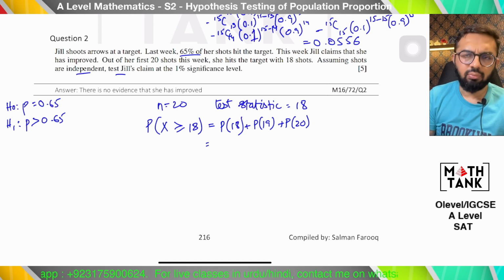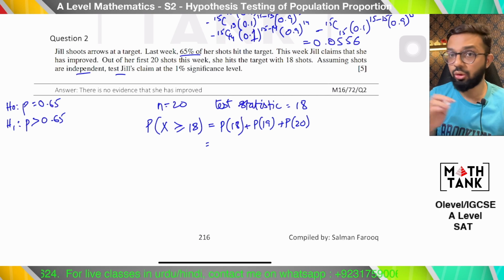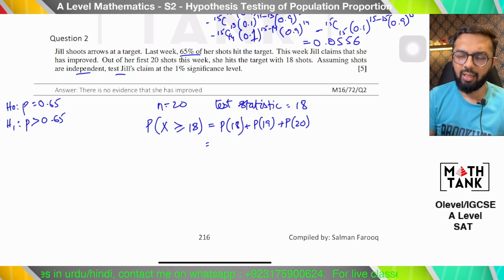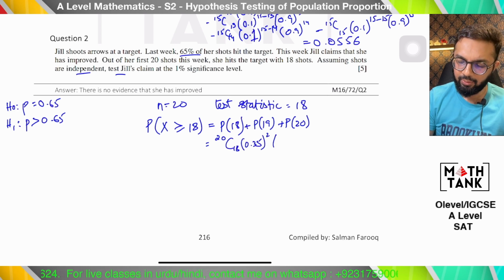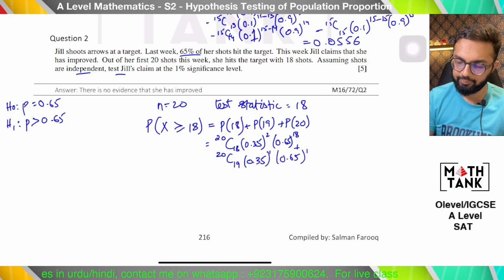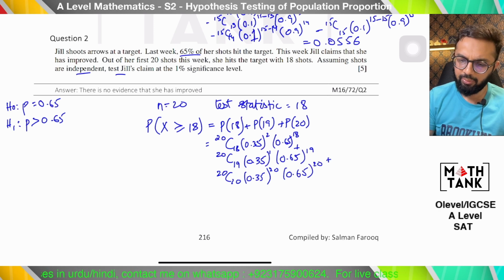Okay, so my calculator can't do individual accumulating to a top value. I will have to write this on the exams. I'm going to write 20C18, 0.35 power 2, 0.65 power 18, and I have to add all of them. So now my calculator can do what? It can give me a list. I am also fine with that.